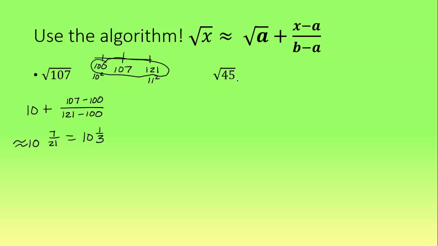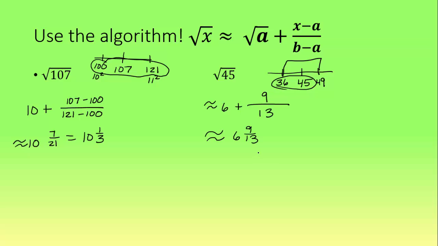Let's try square root of 45. It's not a perfect square. We've got a perfect square at 36 and another one at 49, which is pretty close. So we're going to use those three numbers. Square root of the smaller perfect square is 6 plus our two differences. Subtract these for the numerator and these for the denominator, and we get a rational number that is close to the square root of 45.